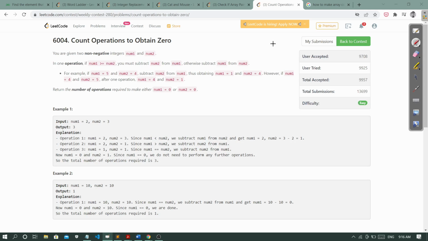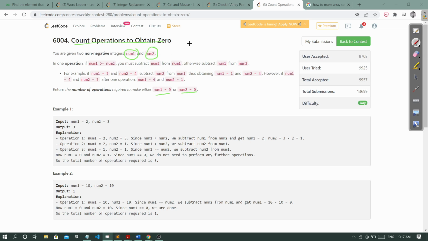In today's video, I am going to solve weekly contest 280 problem number 1. Problem number 1 is count operations to obtain 0. Basically, in this problem statement we are given two integers, num1 and num2, and we have to do some operation till we get either num1 equal to 0 or num2 equal to 0.